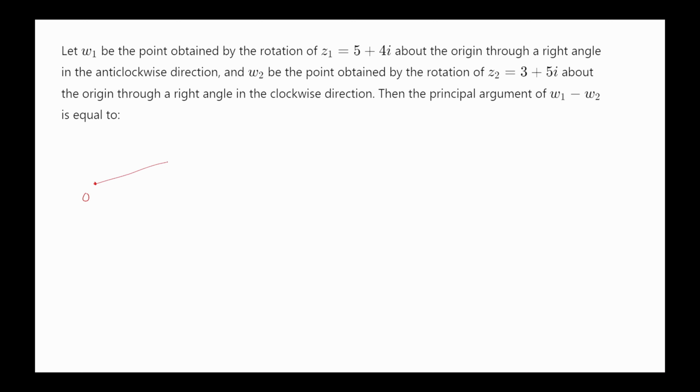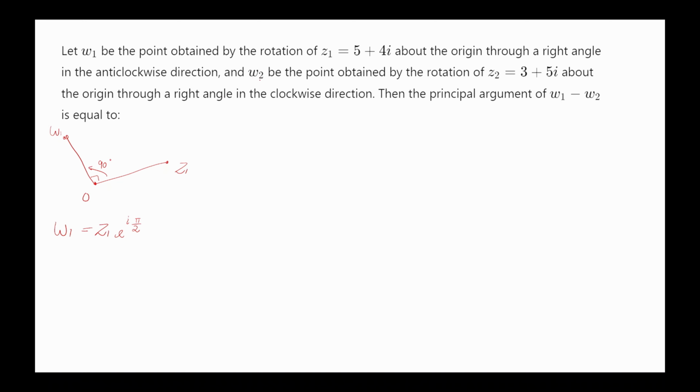Let's say this is my Z1 and I've rotated it by 90 degrees in the anti-clockwise direction to get a new complex number, W1. Of course I can write down what my W1 is going to be. It is simply Z1 e to the power iota pi by 2. So I've gotten my W1.